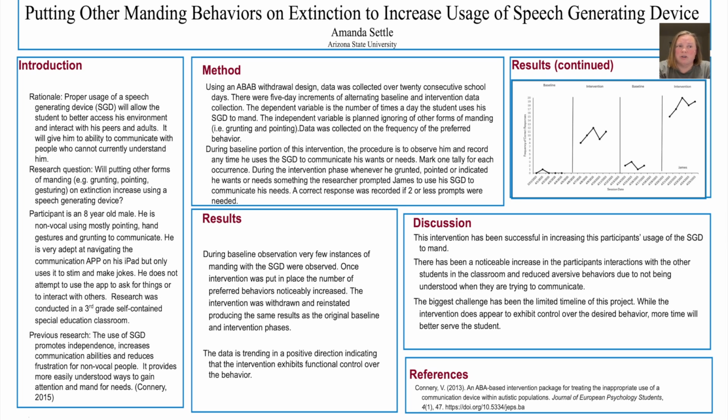As you can see from the graph, during the baseline phases, very few instances of the appropriate use of the device were notated. Once the intervention was put into place, the number jumped substantially. The drop in the number of instances in the return to baseline and the subsequent rise in the number of correct responses when the intervention was reinstated indicate that the intervention exhibits functional control over the behavior. This intervention has been successful in increasing the student's appropriate usage of the speech-generating device.